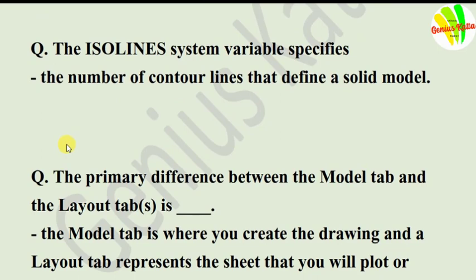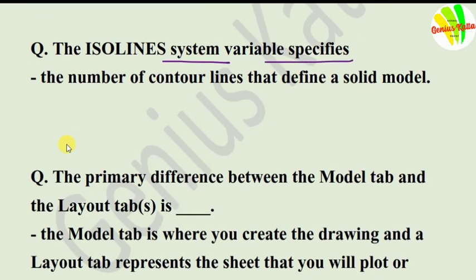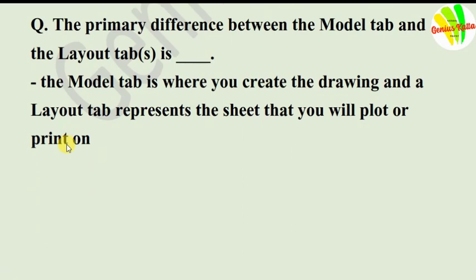Next question. The ISOLINES system variable specifies the number of contour lines that define a solid model. This is the ISOLINES system variable.